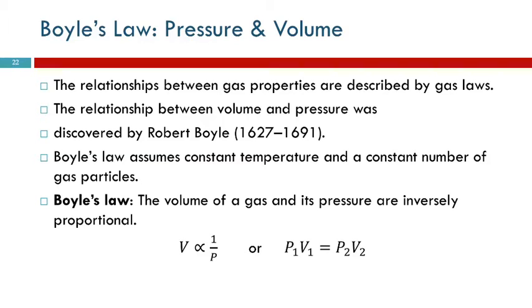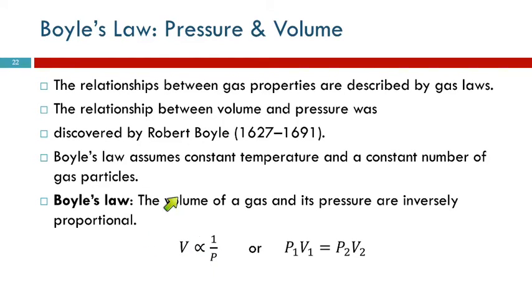So Boyle's Law assumes that the temperature is going to be the same and that the amount of gas is going to be the same. So you're not putting gas into this container or letting it out, and you're not having the temperature change. You're just looking at the relationship between the pressure of the gas and the volume. And so what we call Boyle's Law is that the volume of a gas and its pressure are inversely proportional. So the volume is proportional to 1 over the pressure.